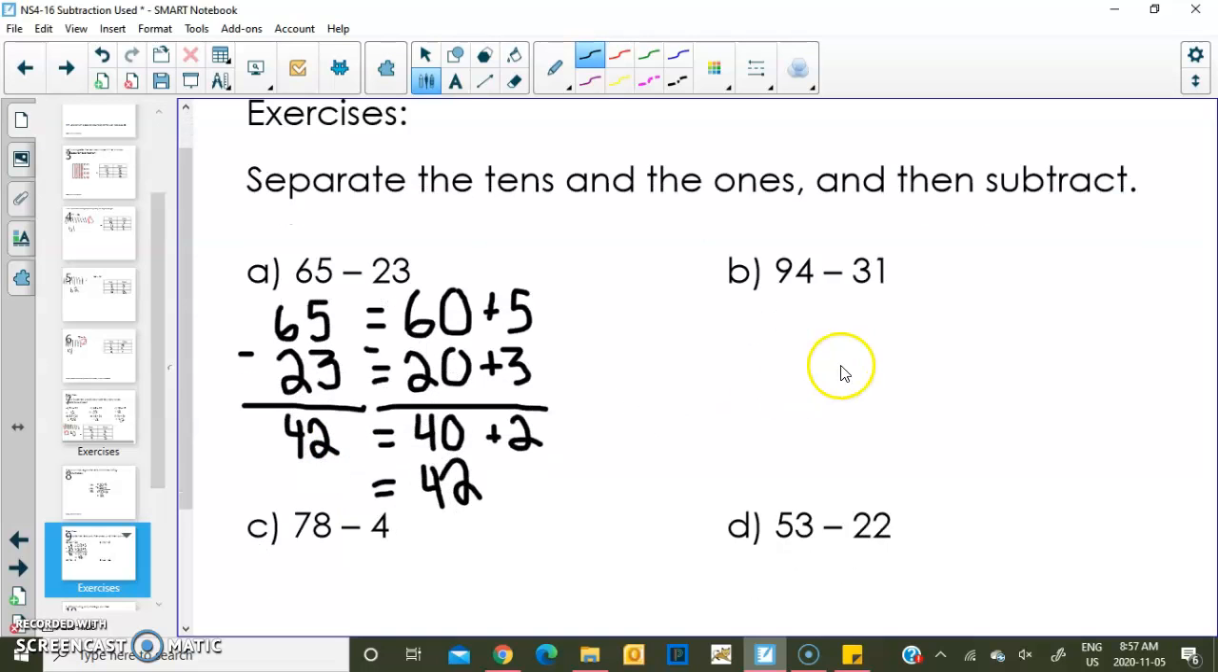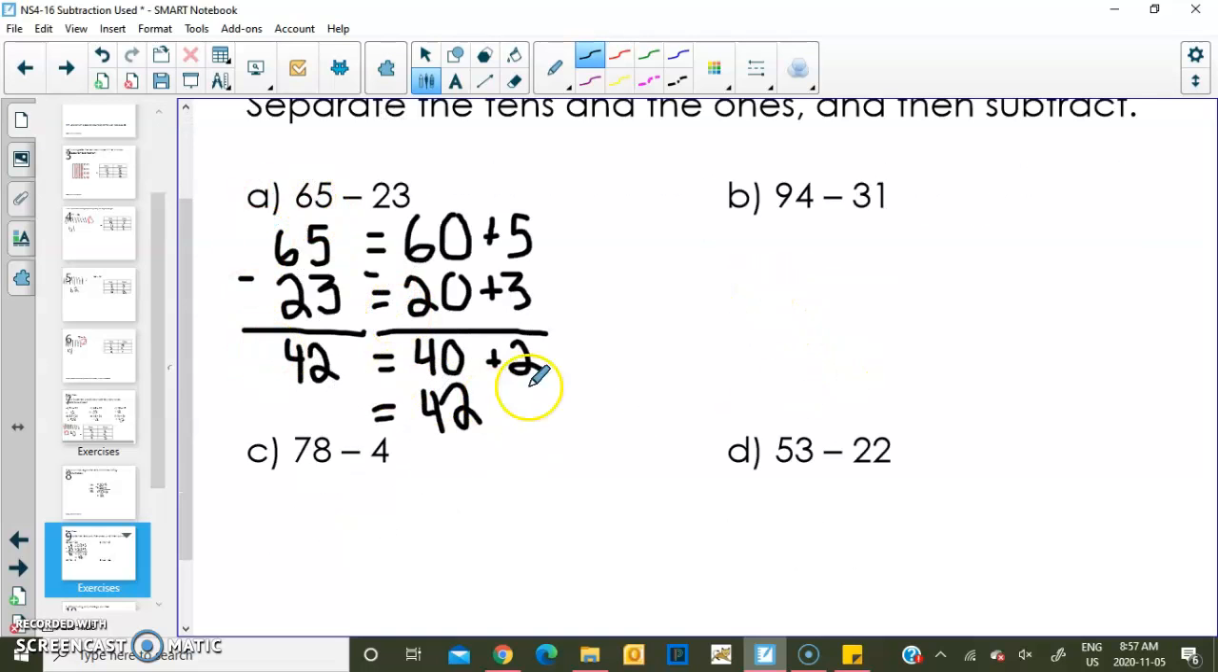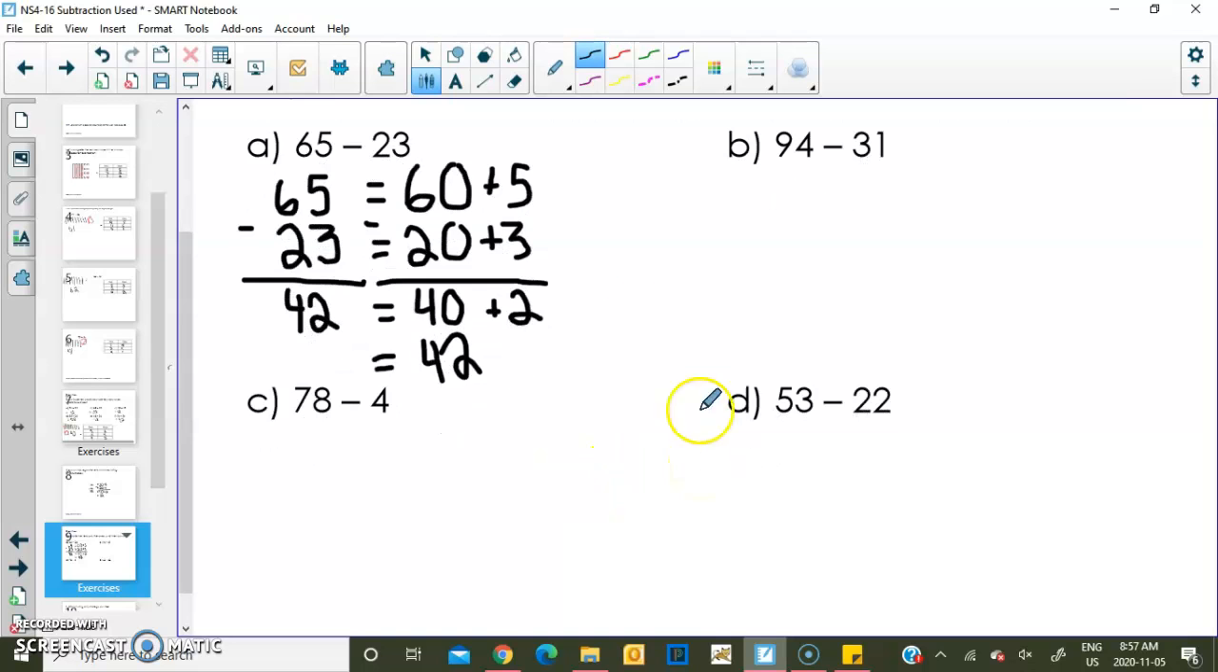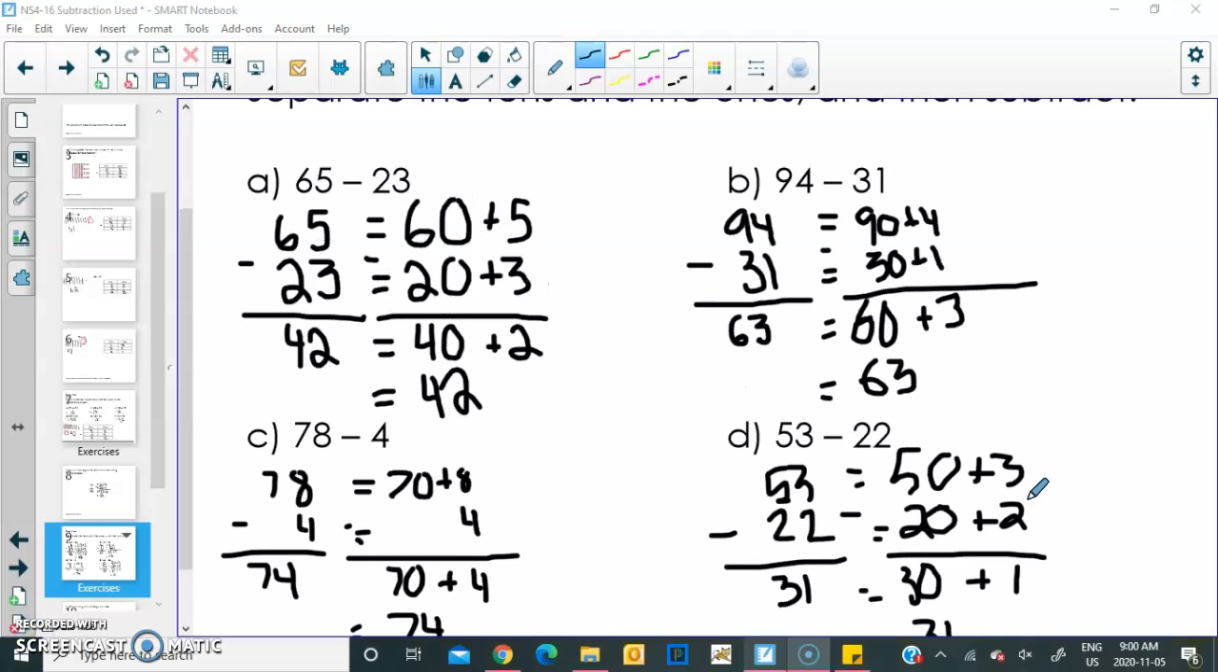Okay, I want you to try this method, separating the tens and the ones and then subtracting, for B, C, and D. Make sure to check back on A to see if you're doing the same steps. Okay, come back and check your answers. Pause that screen. Welcome back, grade 4.